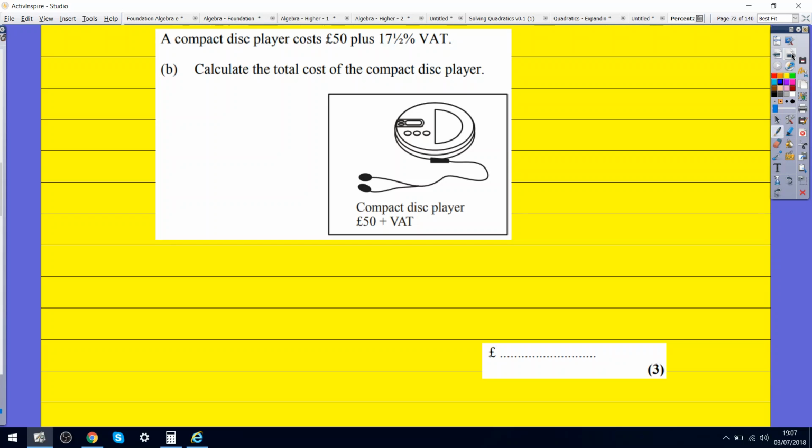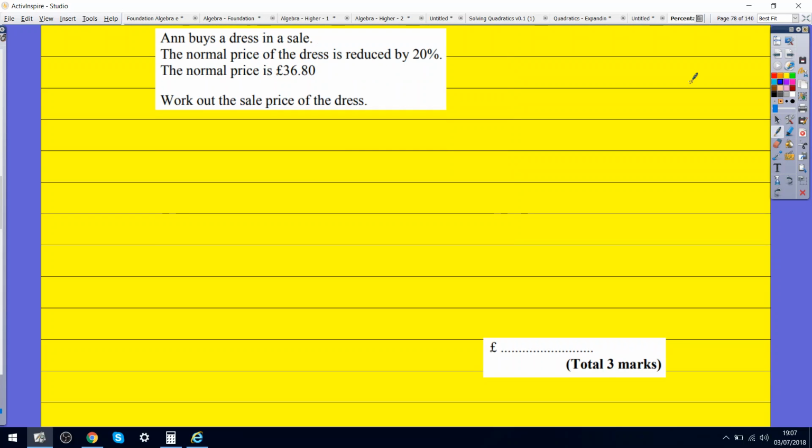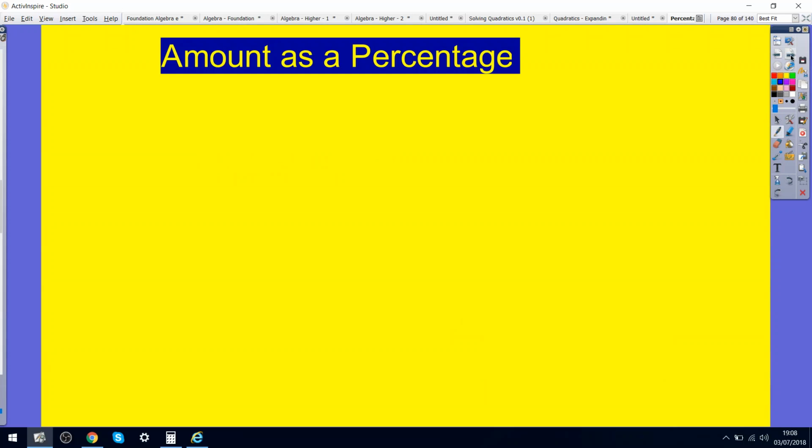How would you do this one? 20%. Okay, so that will just be 0.8 times the normal price, which is £36.80, which I'll just type that in. So which is £29.44.